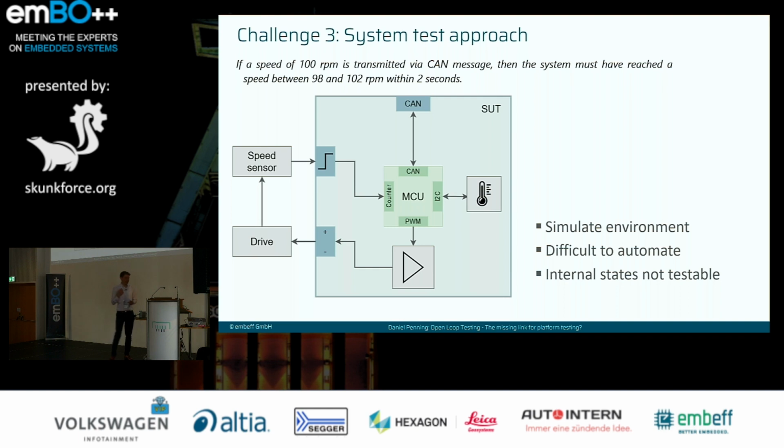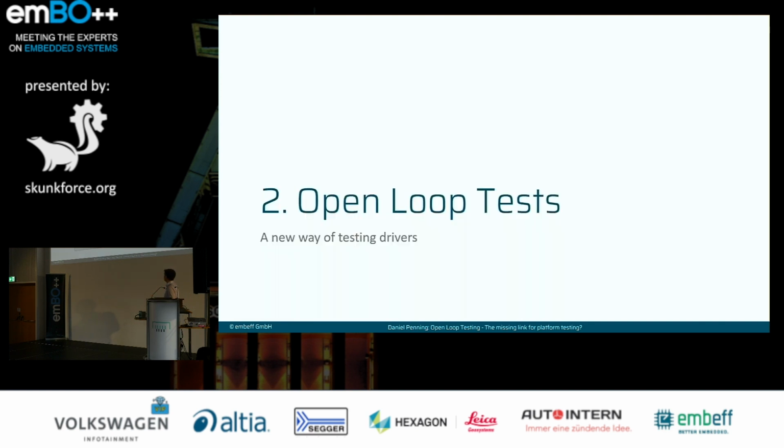And with this kind of testing, you can check requirements like: if a speed of 100 RPM is transmitted by CAN, the system must have reached a speed between 98 and 102 rounds per minute within 2 seconds. That's a system requirement, and you can test it with this approach. What you cannot test is the internal states of the system. So think about this, some test is failing. If this test is failing, you don't know if there's a problem in the driver or in my circuit, or maybe also in my test simulation. There are different things where something can go wrong.